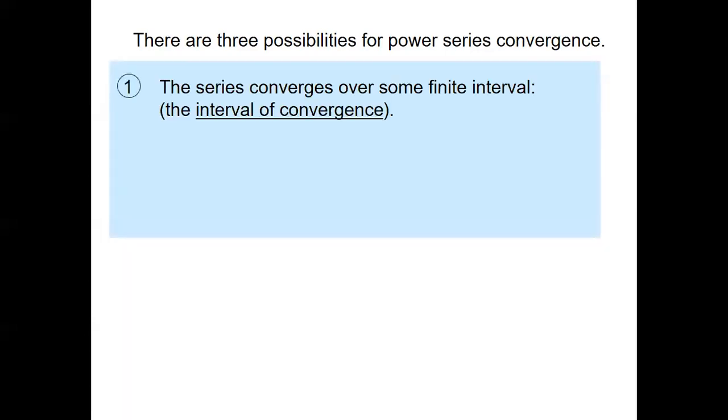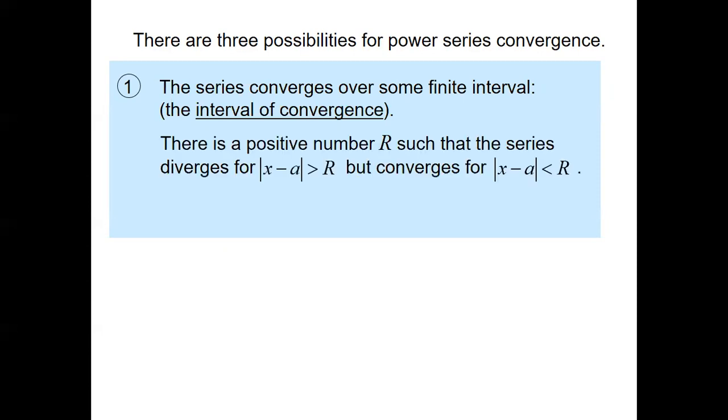All right, so there are 3 possibilities for power series convergence. Let's look at those. A series can converge over some finite interval, or some interval of convergence, just like our geometric series, just like our series of, I think it was ln of x, that have bounded intervals of convergence. That is one type of series convergence.